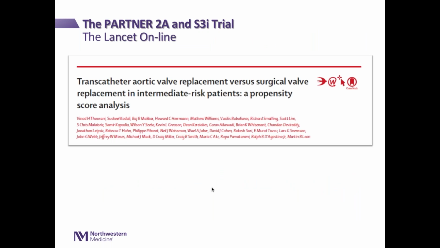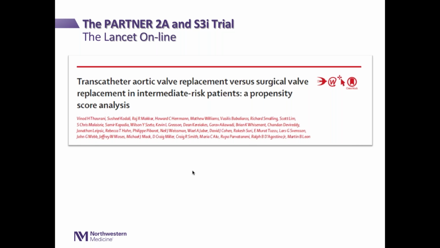What we recently demonstrated in one of the studies that we participated in, the Partner 2A trial, looked at patients in intermediate risk. That means their surgical risk was calculated to be between 4 and 8%. So the risk of dying within 30 days based on a calculated risk was 4 to 8%. And so patients were randomized to surgical aortic valve replacement or transcatheter valve replacement.